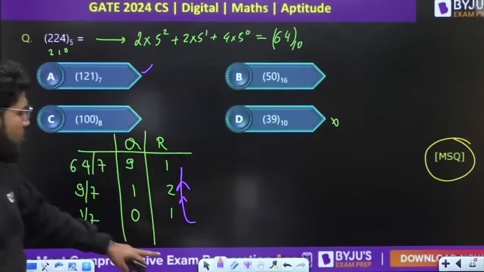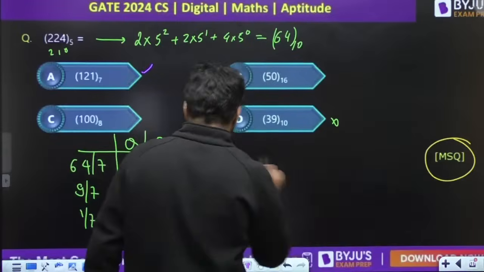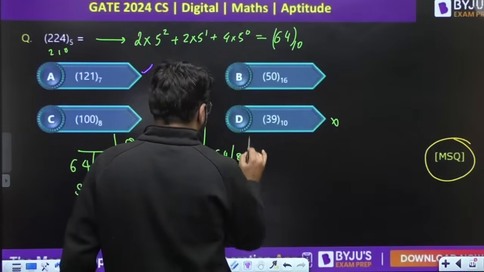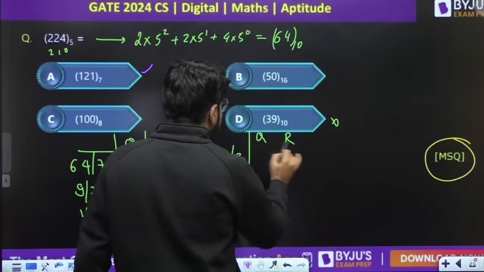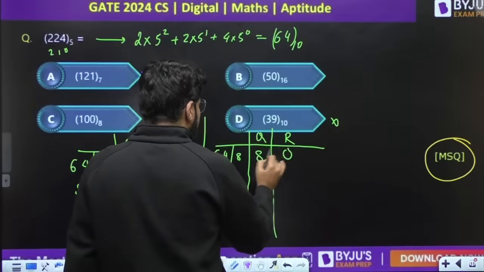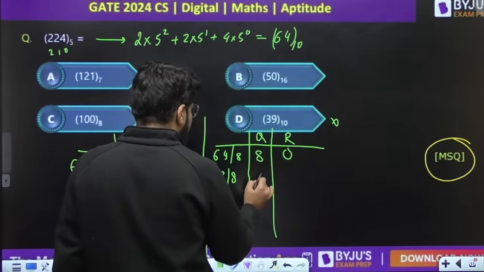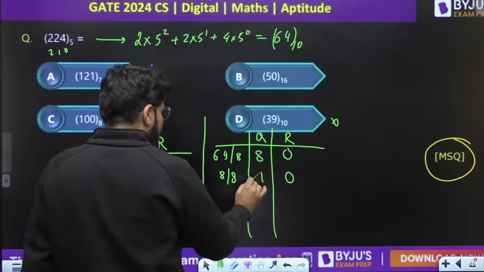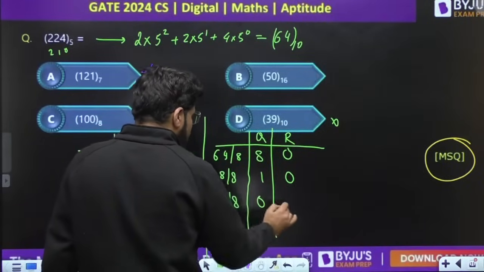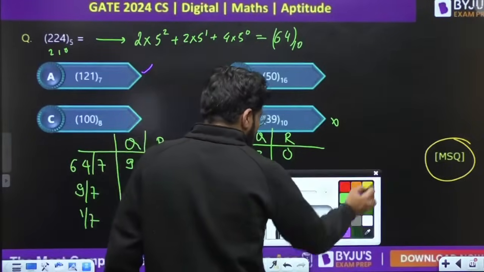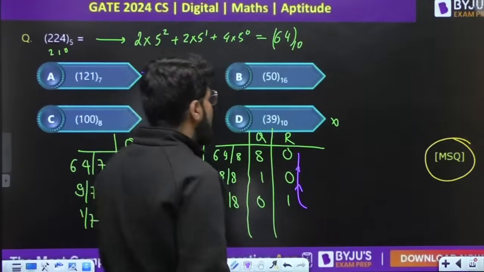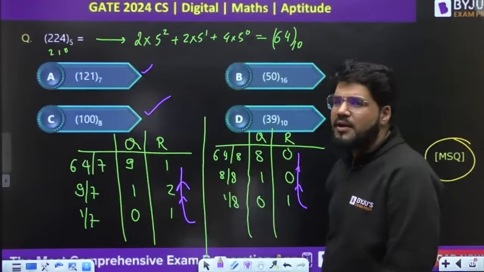Now converting to octal. 64, octal is base 8, divide by 8, write down the quotient and remainder. 64 by 8 perfectly divisible, no remainder. Then 8 by 8 again perfectly divisible, no remainder. Then 1 by 8, less than 8, not divisible, so remainder will be 1 and your answer is obtained by reading the remainders in reverse order. 100 in octal, that is also correct.